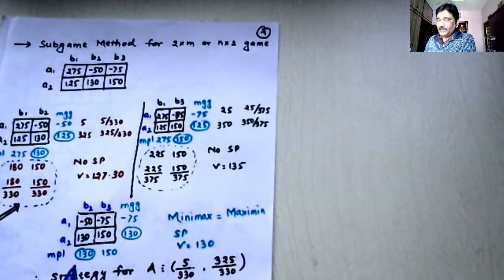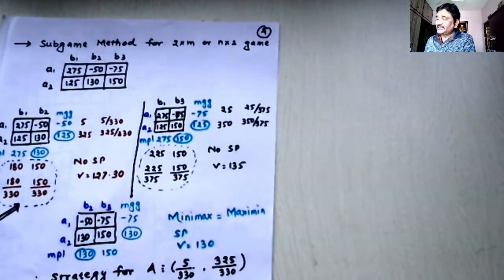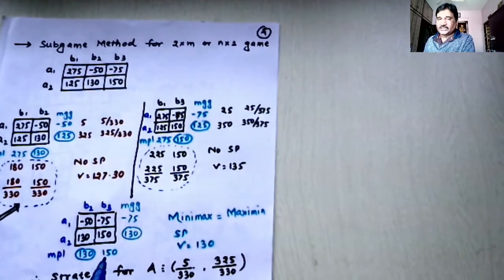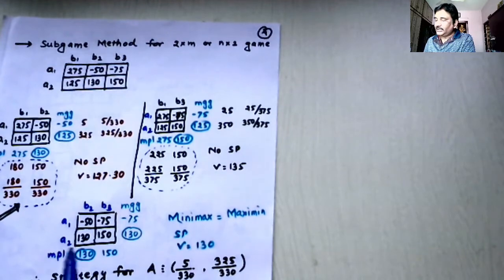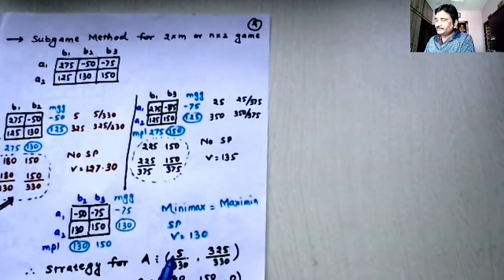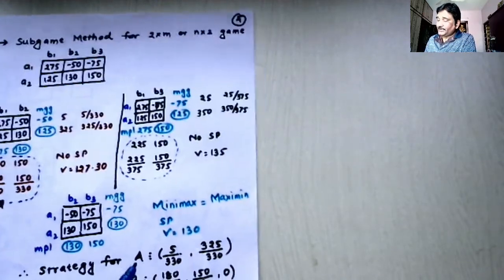So what is happening here? Minimax is equal to maximin. That means the game has a saddle point, and once the game has a saddle point, the game value is obtained directly. That is 130. It is the value of minimax or maximin. Both are the same. So the game value is obtained.